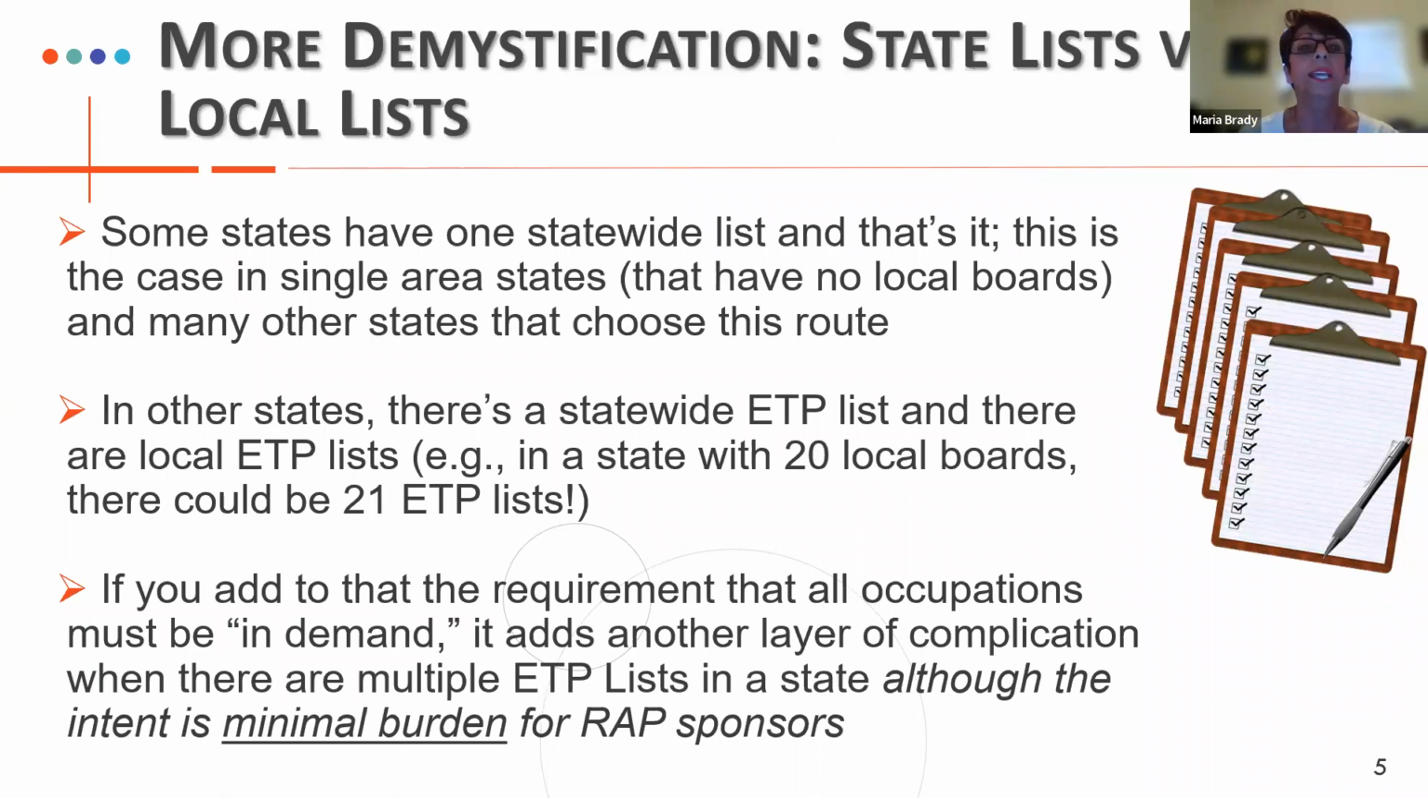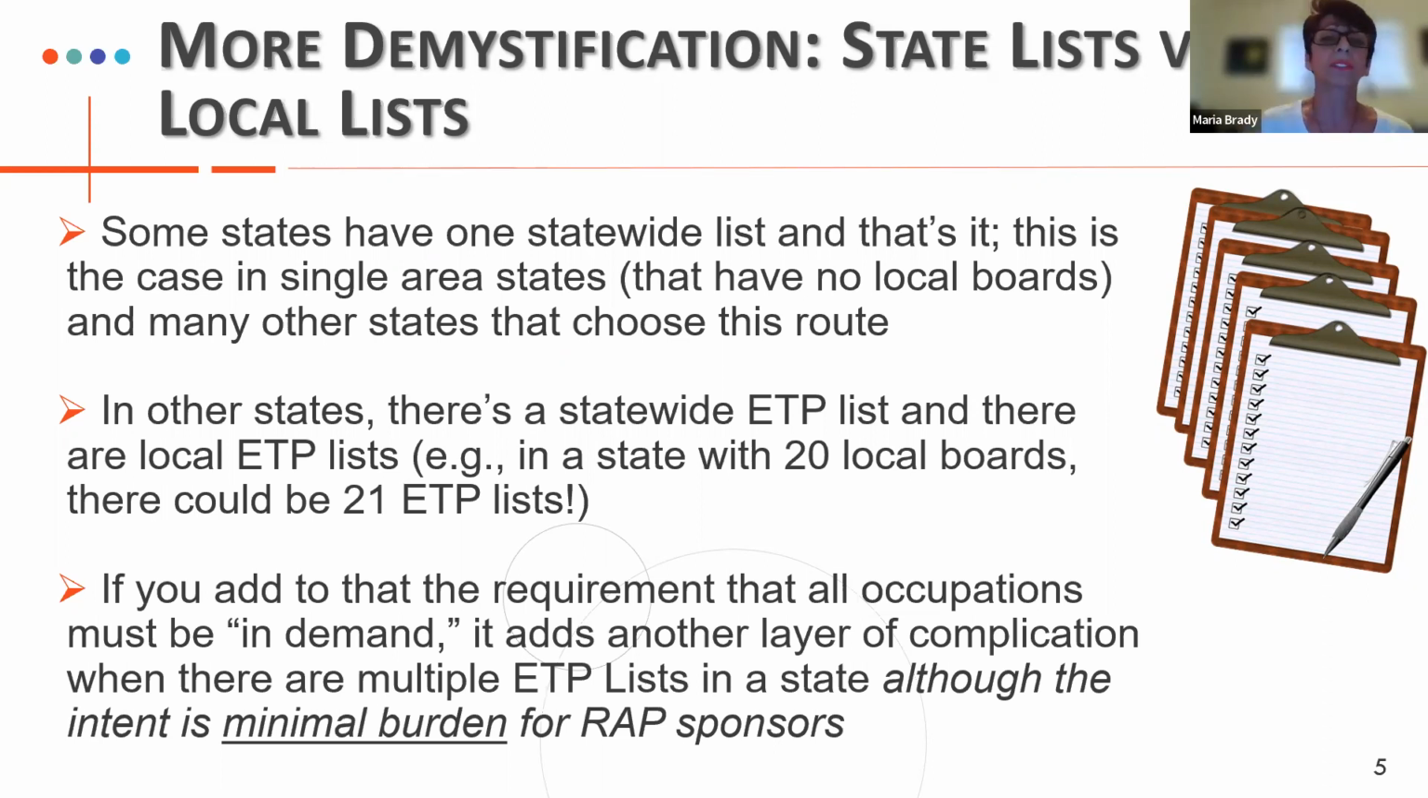Now, to complicate things, there are statewide lists, and there could be local ETP lists. So some states have one statewide list, and that's it. This is the case in single area states that have no local boards, as an example, Utah, South Dakota, North Dakota, and many other states that choose that route. In other states, let's say you have 20 local boards, you could have one statewide list and then a list for each of the local boards, which makes a total of 21 lists, which is very unwieldy.